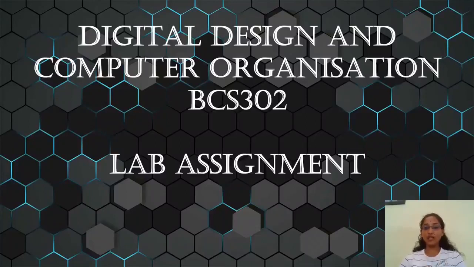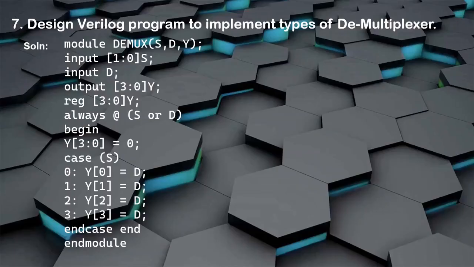Hello all, welcome back. I'm here to explain the remaining two questions of the DDCO Lab Assignment, that is the 7th and 8th questions. So let me move on to the questions. Here's the 7th question: design a Verilog program to implement types of demultiplexer.